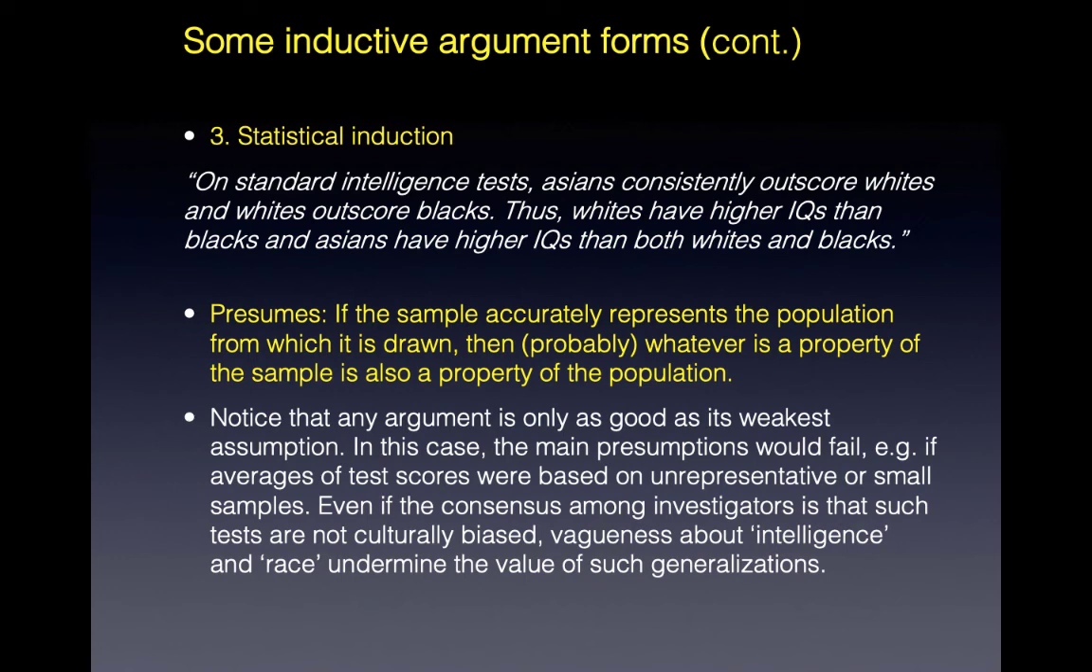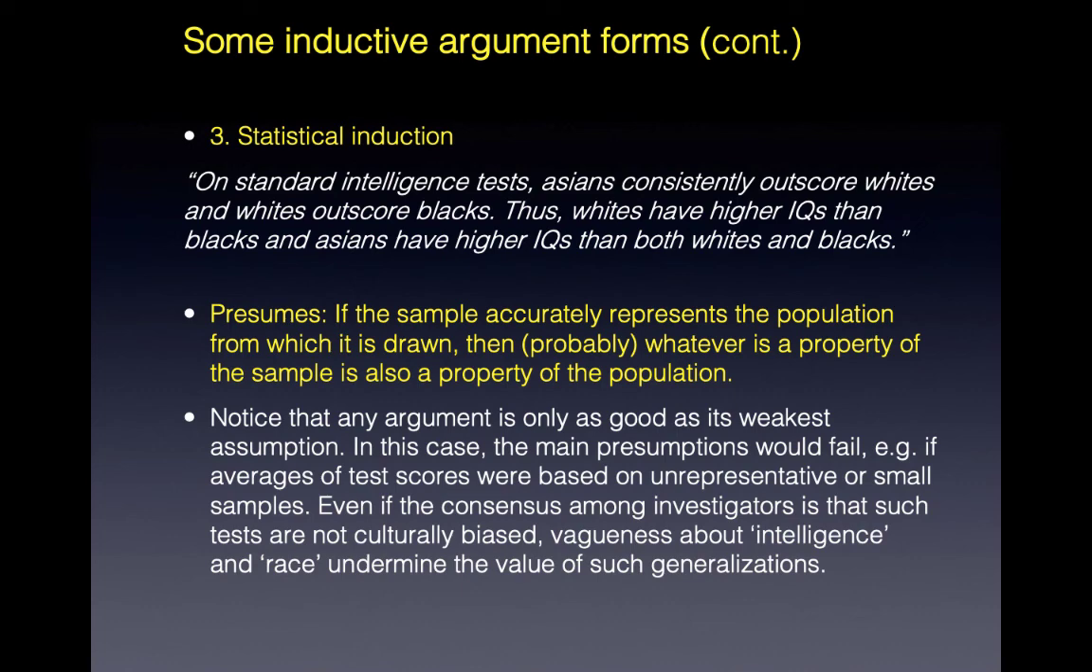Notice that any argument is only as good as its weakest assumption, and it's important here to point this out with this argument. In this case, the main presumptions would fail. They wouldn't be true, for example, if averages of test scores, IQ test scores, were based on unrepresentative or small samples. So the argument stands or falls based on how representative it is, how big the samples are, and more. Even if the consensus among investigators is that such tests are not culturally biased, there is this deep vagueness about the concept of intelligence and race, which undermine the value of such generalizations, critics say.